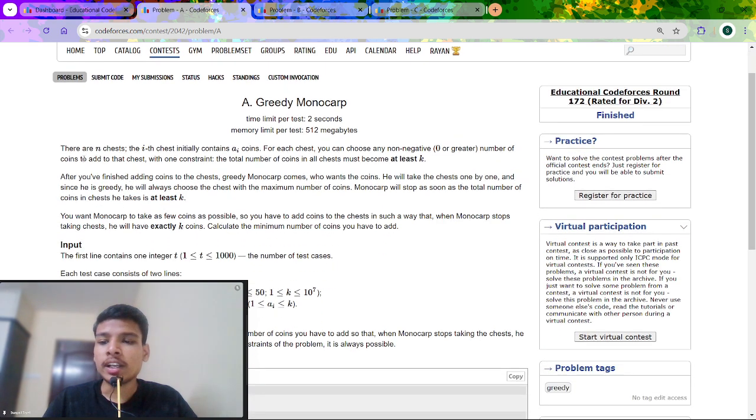There are a total of n chests given to us, and what we can do is add any number of coins to any of the chests, such that the total number of coins in all of the chests must be at least k. Now, after we have finished adding the coins to the chests, Monocarp chooses the chest with the largest number of coins and takes the coins from that. Monocarp will only stop as soon as the total number of coins in his possession is at least k.